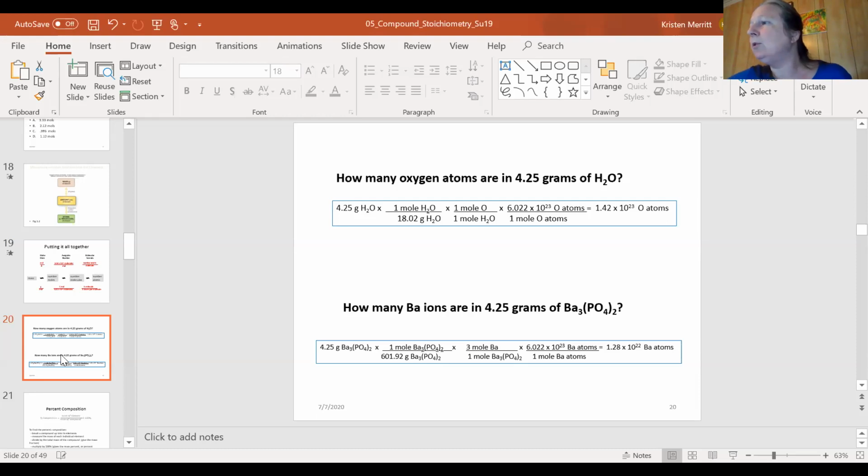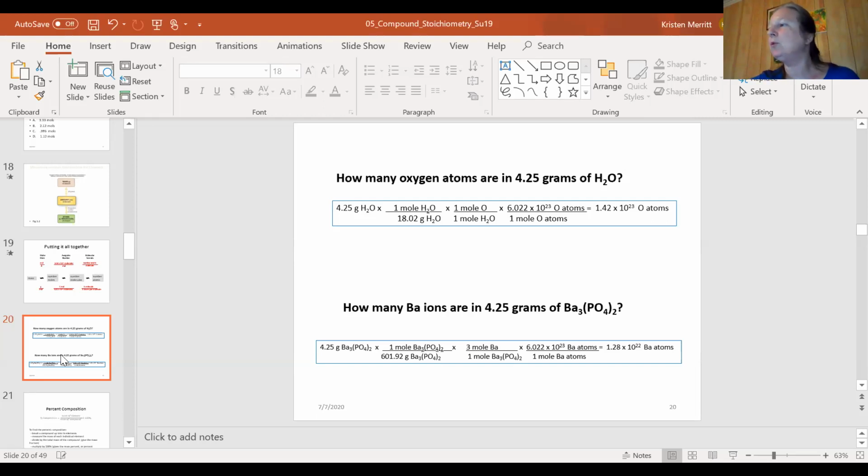I do recommend these two. They're good examples. Work them out on your own. Write down the question on a separate piece of paper, work it out, see if you can get it. These are really good examples without looking at how it was done. So what do we have? We have 4.25 grams of H2O, of water, and the question is number of oxygen atoms.